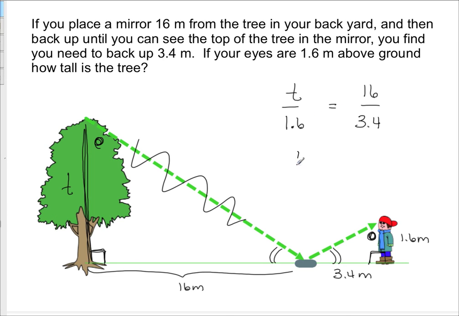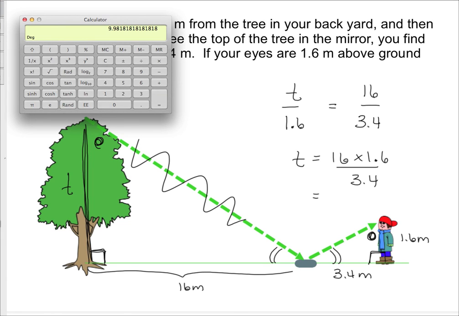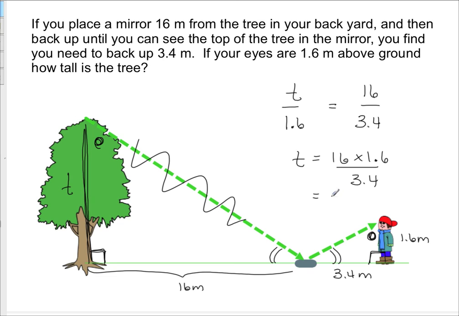Now we're going to cross multiply. T is going to equal 16 times 1.6, and then we divide by that 3.4. So pull out the calculator, and we have 16 times 1.6 divided by 3.4. And that looks like 7.5 meters.